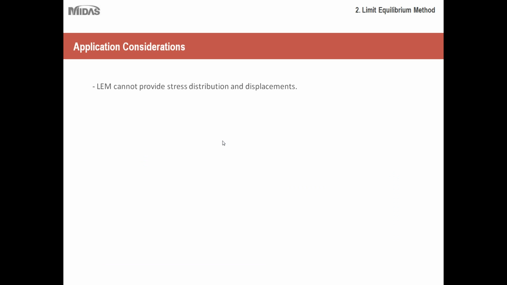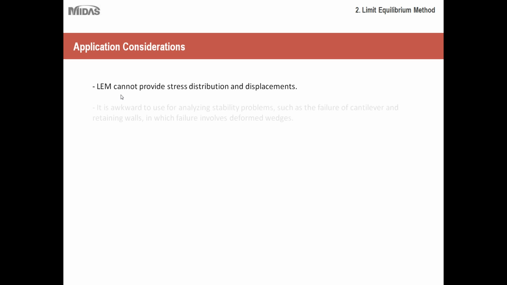Okay, so let's talk about some application considerations. There are a couple of shortcomings of the limit equilibrium method. First and foremost, it can't provide stress distribution and displacements. So if you want to simulate the displacement of your soil as part of the slope, you can't calculate that, as well as any stress in the soil elements. The main purpose of using the limit equilibrium method is to calculate the factor of safety. That's pretty much it. So if you have a very simple, smaller, straightforward slope stability project where all you need is a factor of safety, then usually the limit equilibrium method is your best solution because it's the simplest.